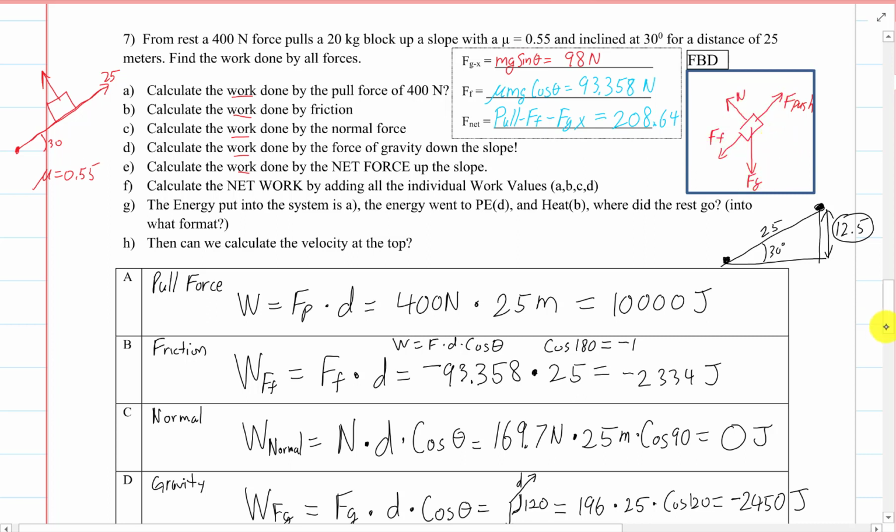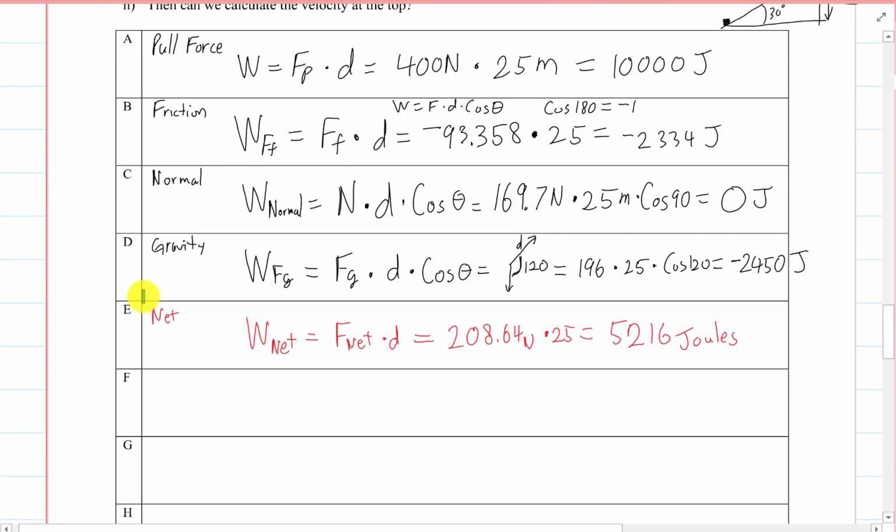So let's do it another way. The sum of the forces work. So the work done by the sum of the forces is equal to 10,000. That's A. And we add B, which is a negative 2334. We add C, which is 0, so I'm not even going to do that. And then we add D, which is 2450. And that also equals 5,216 joules.